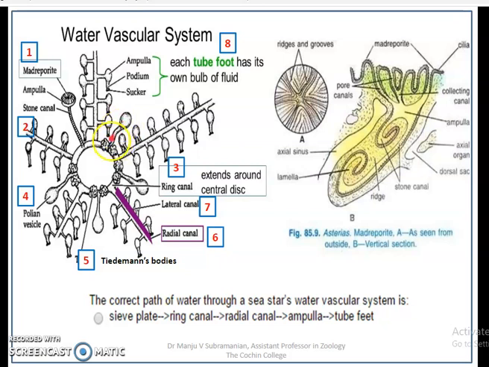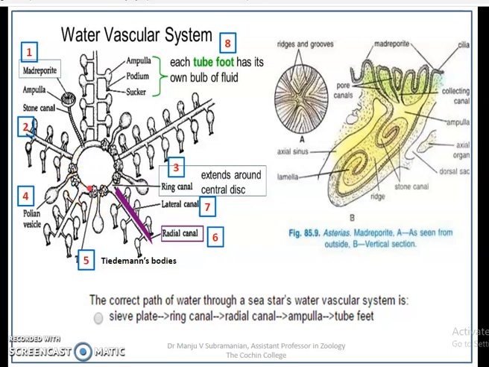But some authors say that they help in lymph formation, producing the amoebocytes. Anyway, these bag-shaped structures, the Polian vesicles, are seen alternating with the radial canals. Then there are the Tiedemann bodies, which are yellow, glandular bodies seen on the ring canal. This varies depending upon the different echinoderms.